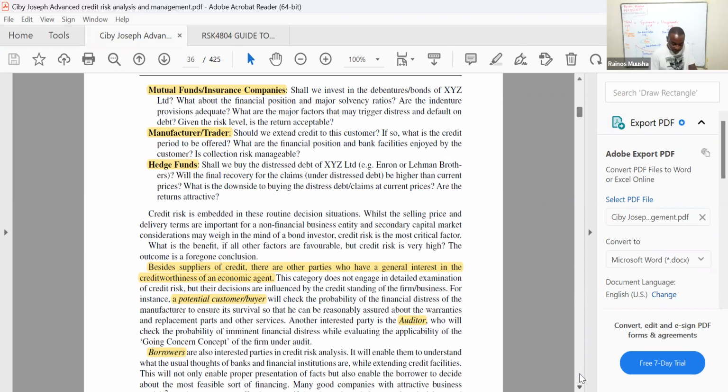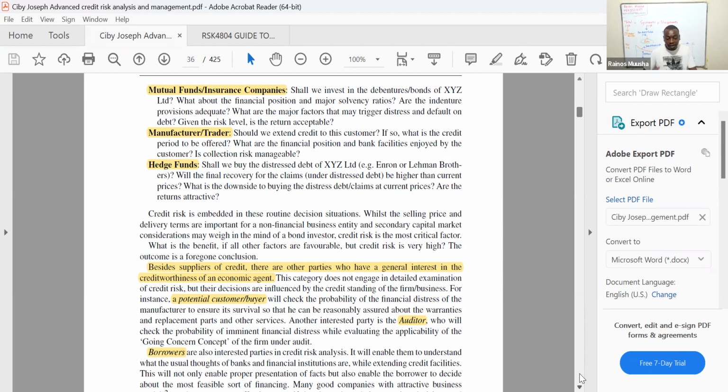Then when you look at hedge funds, the questions would be: shall we buy distressed debt of XYZ Limited? Will the final recovery of the claims be higher than the current prices? And what is the downside to buying the distressed debt or claims at current prices? Are the returns attractive? If they are, that's when they can consider investing in such securities. These are some of the strategies that hedge funds can pursue, where they look at investing in distressed securities, where they are looking to buy distressed securities.